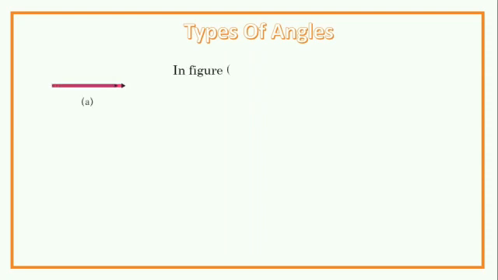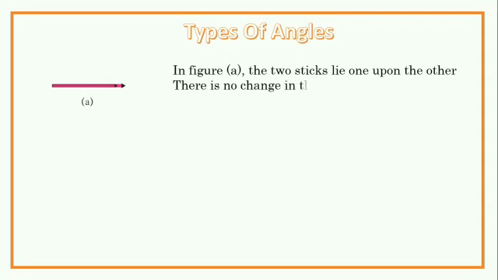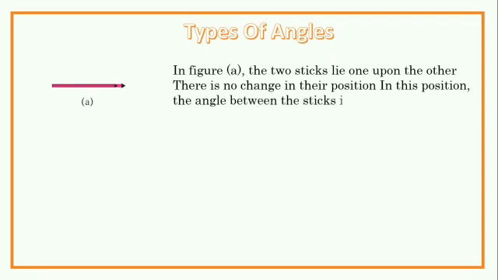In figure A, the two sticks lie one upon the other. There is no change in their position. In this position, the angle between the sticks is called a zero angle. The measure of the zero angle is written as 0 degree.